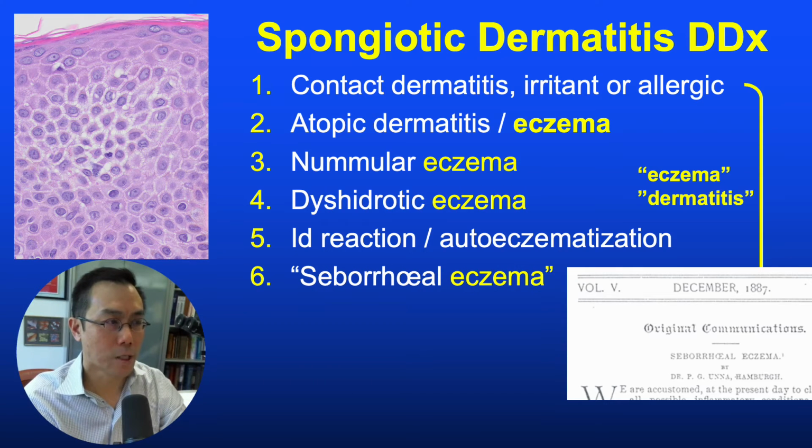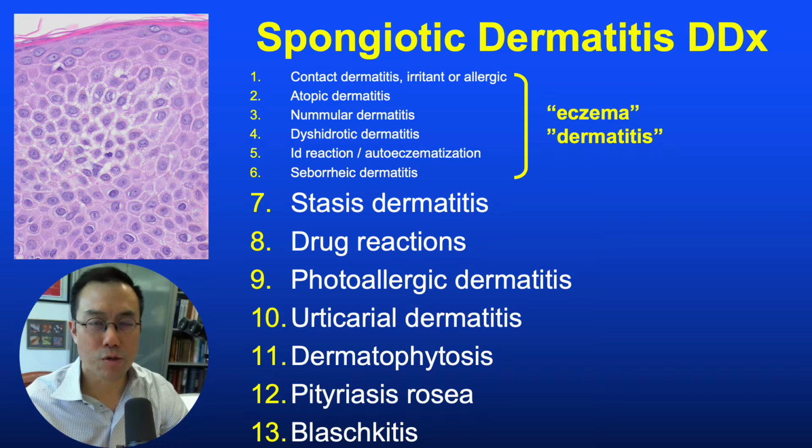And so for practical purposes, one can essentially swap the terms eczema or dermatitis for any of these entities. So nummular dermatitis is the same as nummular eczema and so on. Note, however, that nobody really says, at least in my world, seborrheic eczema anymore. Everyone says sebderm. But note that the original description of sebderm in 1887 by Paul Unna was, in fact, seborrheic eczema.